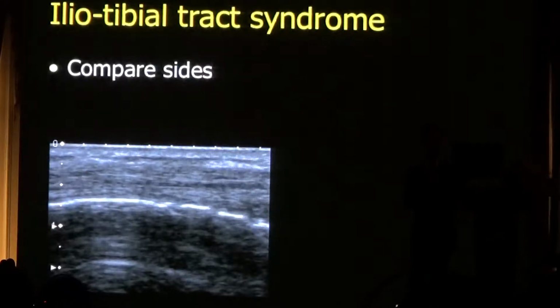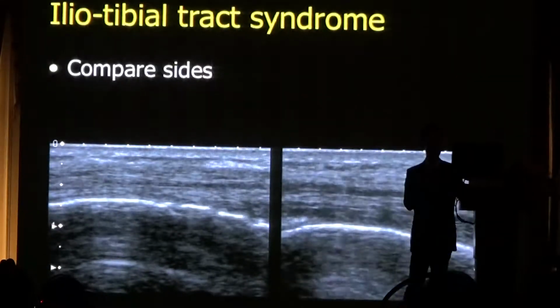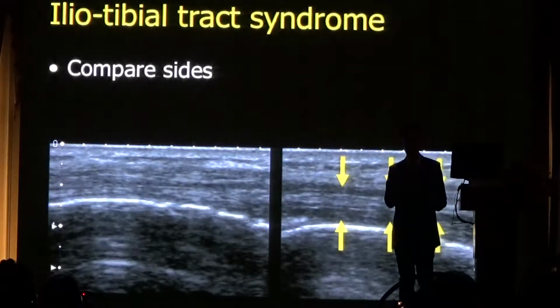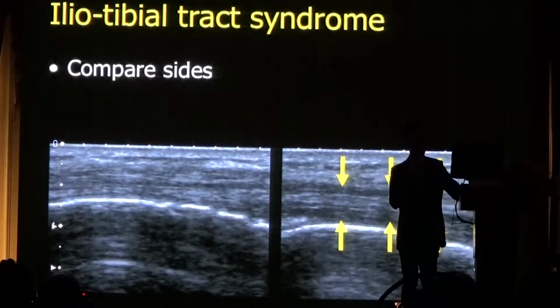One of the things you can do if you're not certain if you're seeing an abnormality is compare both sides. You can see the normal side on the left and the abnormal side on the right side.